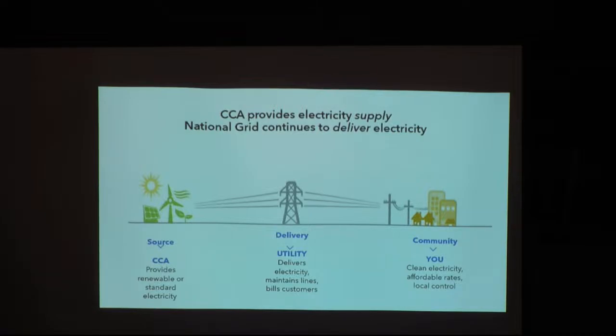Okay, so at any rate, the utility continues to deliver the electricity. The utility is really what you see in the middle. It delivers the electricity, maintains the lines and bills customers, delivers the electricity to you on the right-hand side of the screen. And what changes with CCA programs is, on the left, the source of the energy. It provides the opportunity to choose as the default renewable or standard electricity.